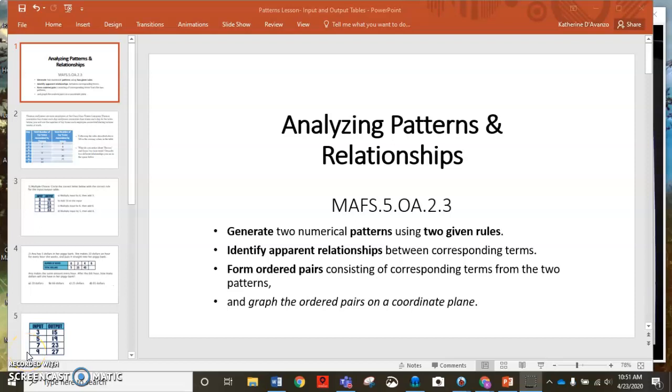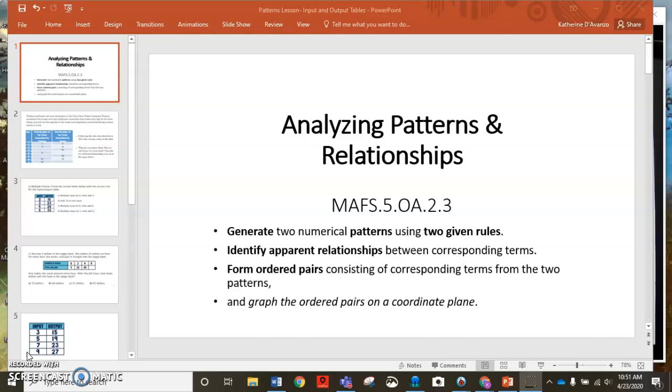This week we'll be analyzing patterns and relationships. So here are the standard goals broken out into steps. First, we'll generate two numerical patterns using two given rules. Next, we'll identify apparent relationships between the corresponding terms.